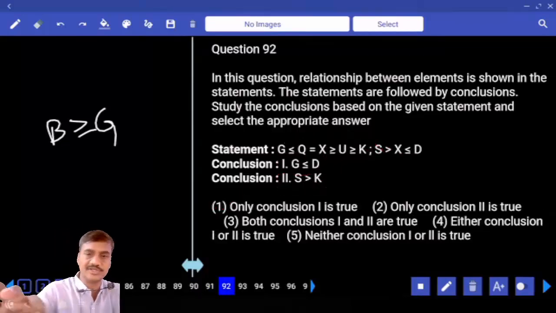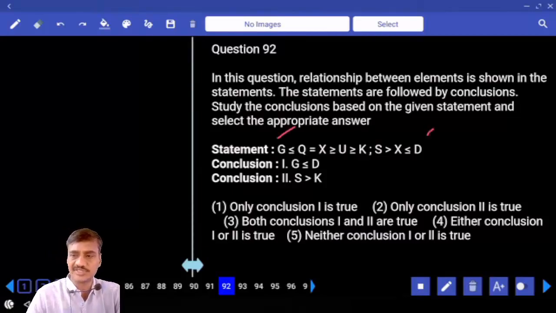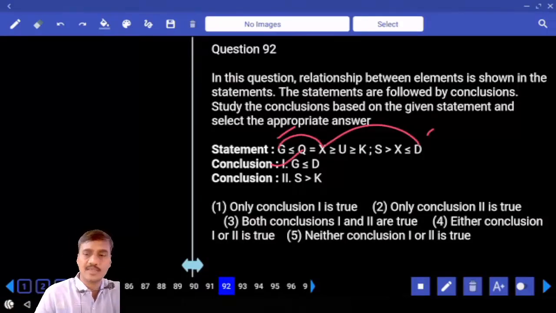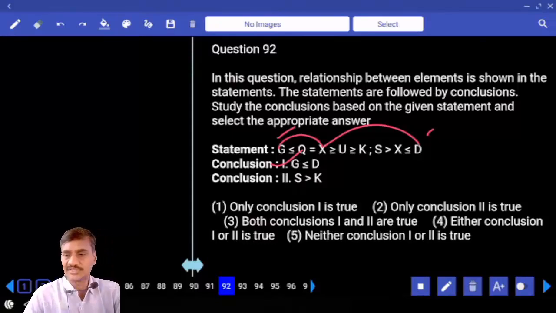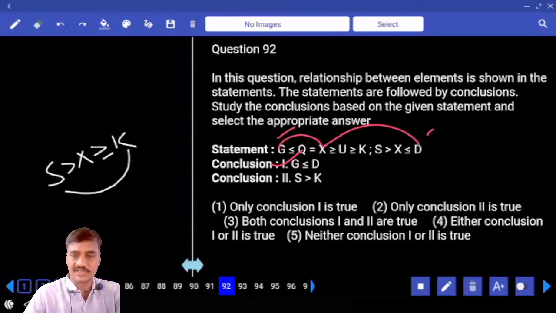Then coming to this 92, the relation between G and D. G is here, D is here, which element is common? X is common. Now G lesser than or equals to X, lesser than or equals to D, G lesser than or equals to D. Next one, S and K. Now S and K, which letter is common? X. S greater than X, X greater than or equals to K. S greater than K. Both the conclusions are true. Choice 3, 92. Then 93.